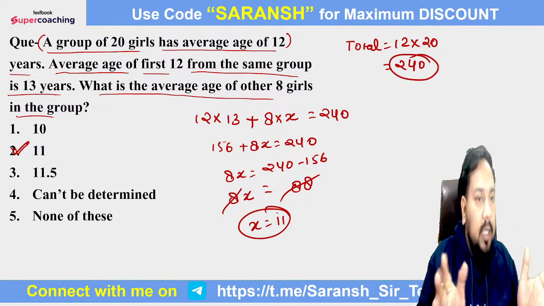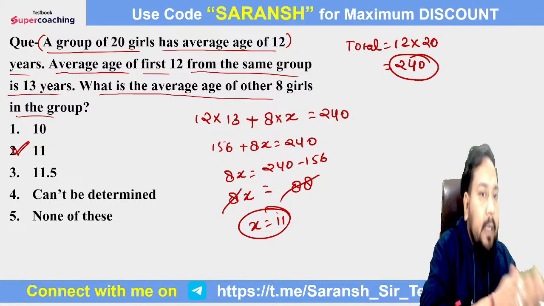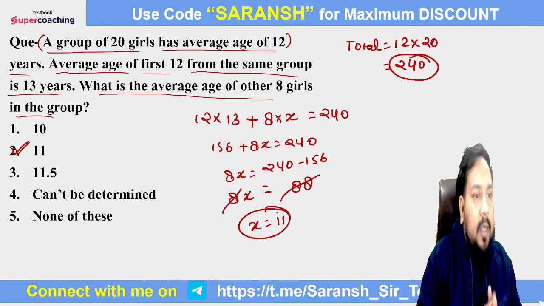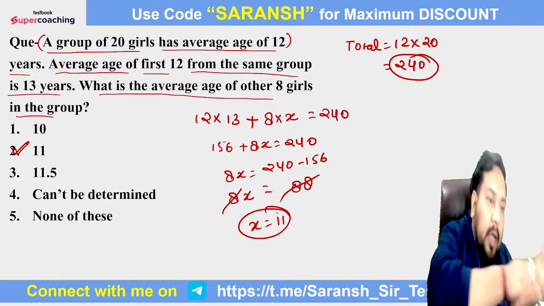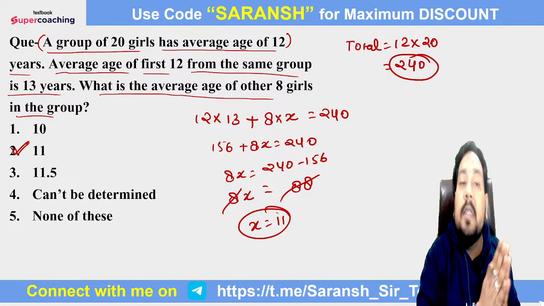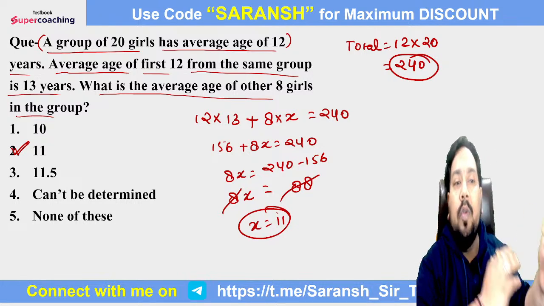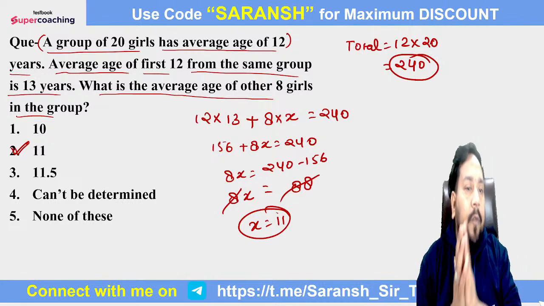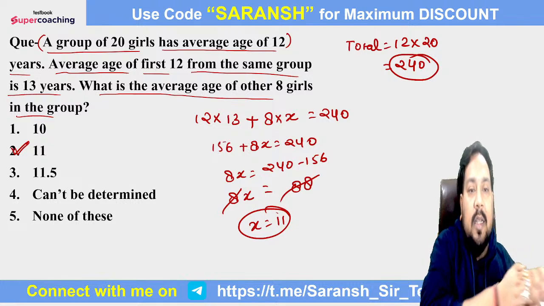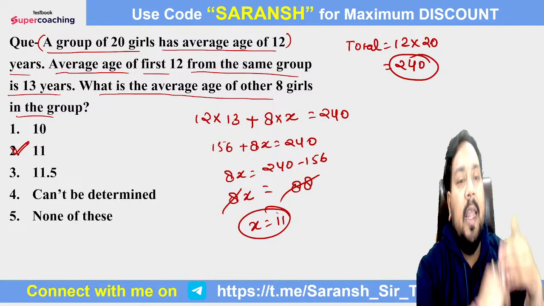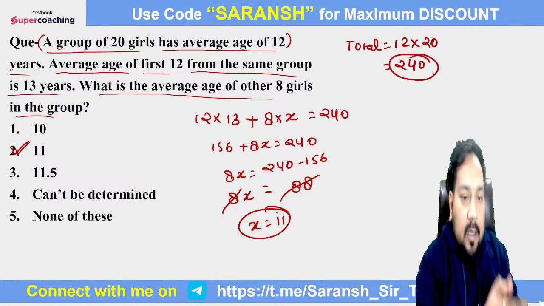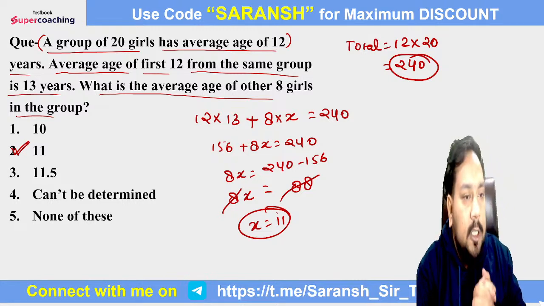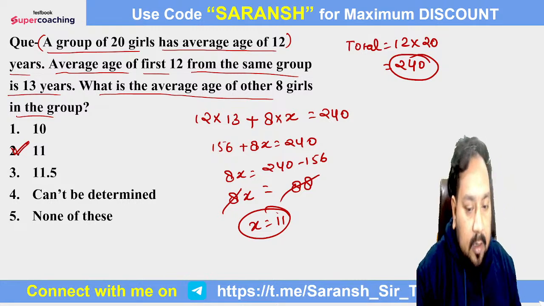240 is the total of 20 girls, which have an average age of 12 years. The average age of the first 12 girls of the same group is 13 years. It means 12 into 13 is the sum of those 12 girls. Now we can let the average of the 8 girls be x. Now 8 into x is the sum of the ages of those 8 girls. Is it clear?